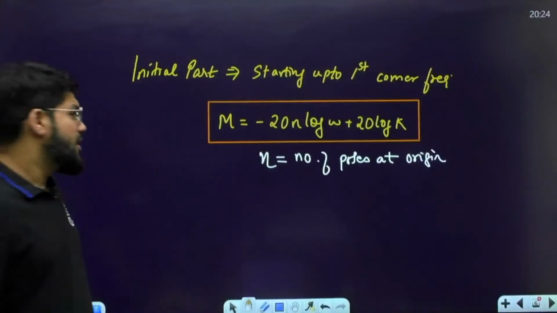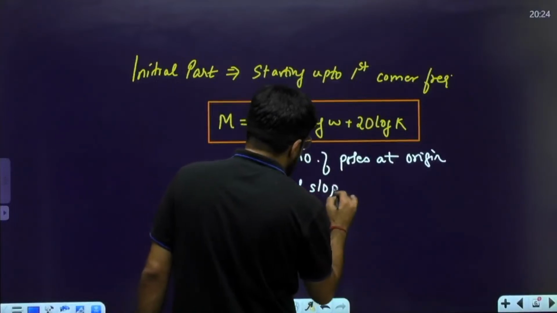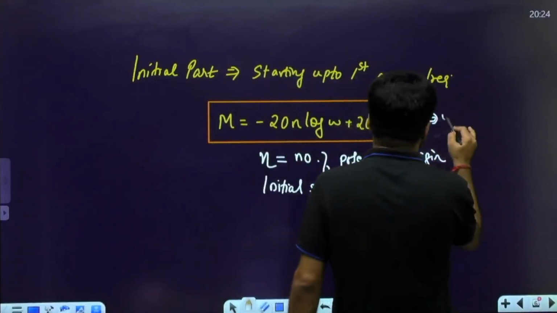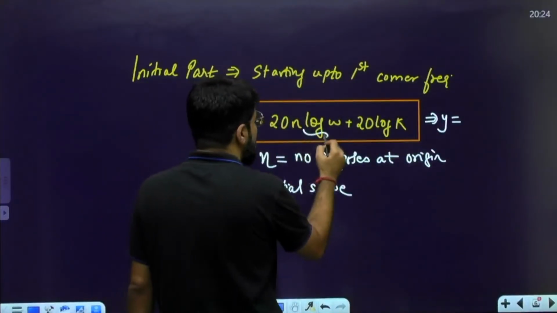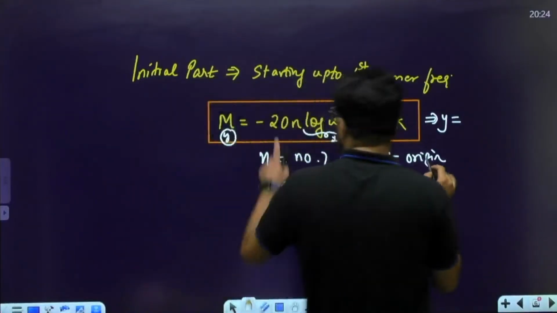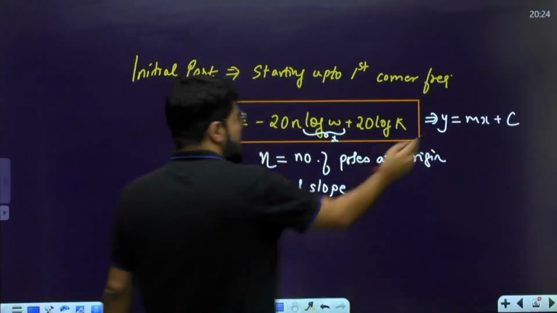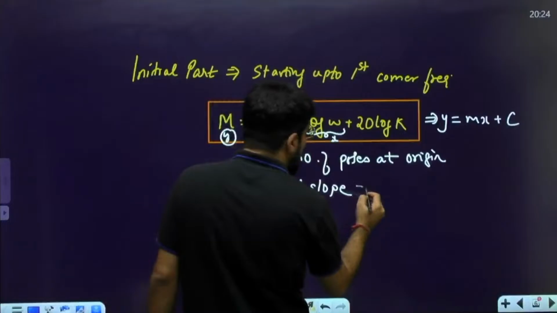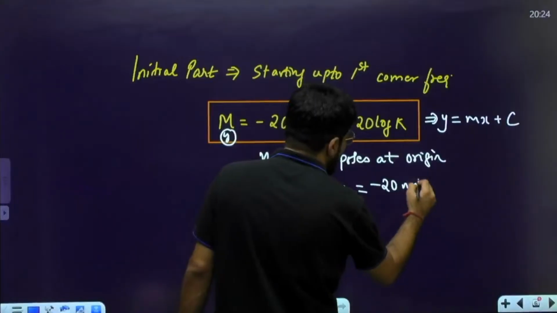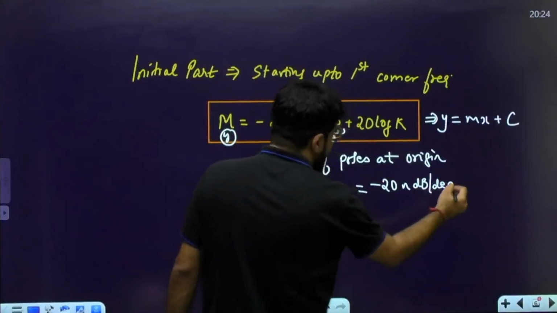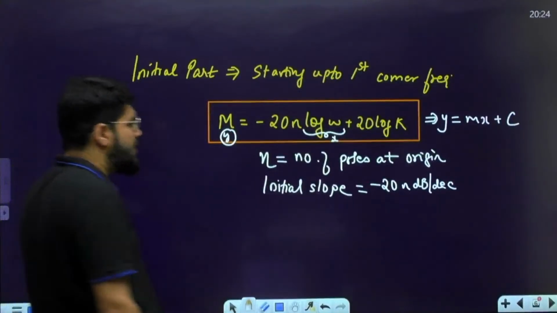What is the initial slope? Now magnitude is plotted on the y-axis, and in the Bode plot the x-axis means log omega. So this is of the form y equal to mx plus c, a straight line. In that straight line, what is the value of m, the slope? That will be known as the initial slope, the slope of the initial part, and it is given by minus 20 n, and the unit is decibel per decade. Minus 20 n decibel per decade.